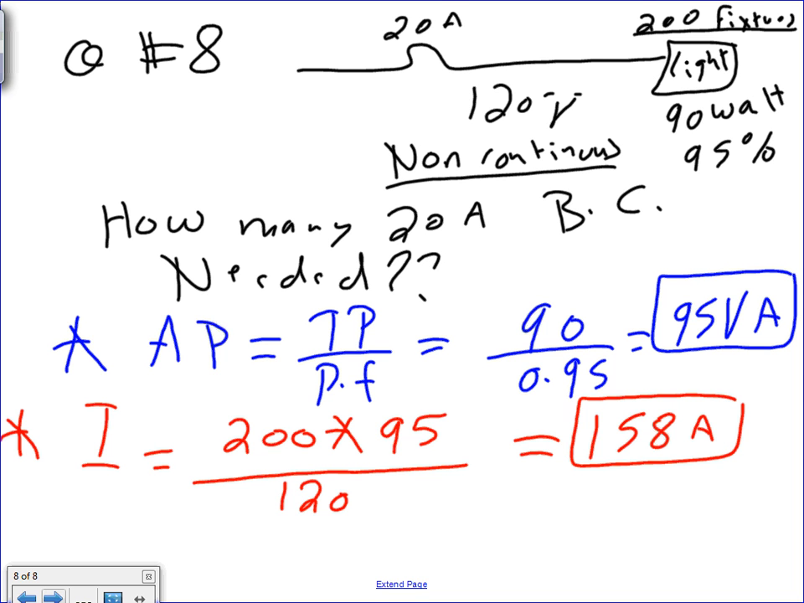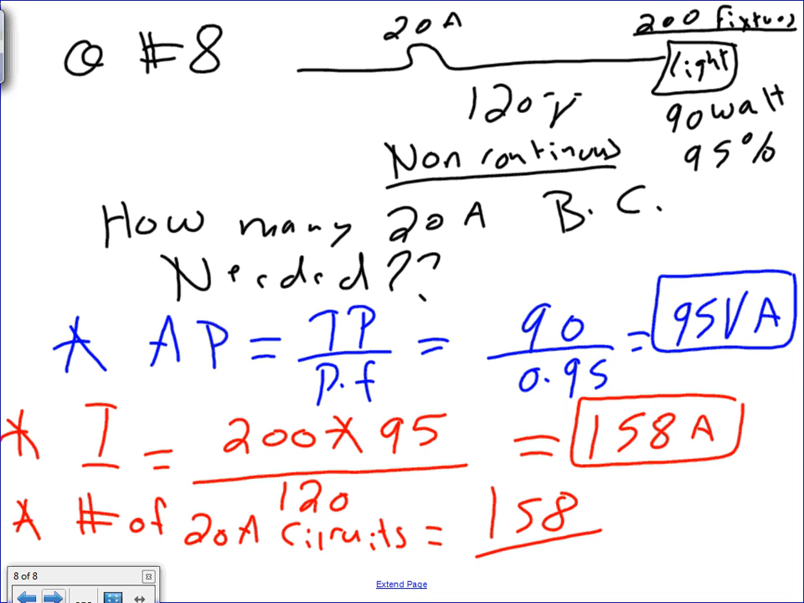You guys come up with something closer? All right, the last step. I need number of 20 amp circuits equal, you take your amps, 158, divided by what? They're 20 amps. I will split them in 20 amp increments. Divide by 20 amp. And in this case, what do you come up with? 7. Did you get a fraction? No. 7 and some change. Okay, so you get 8 circuits.